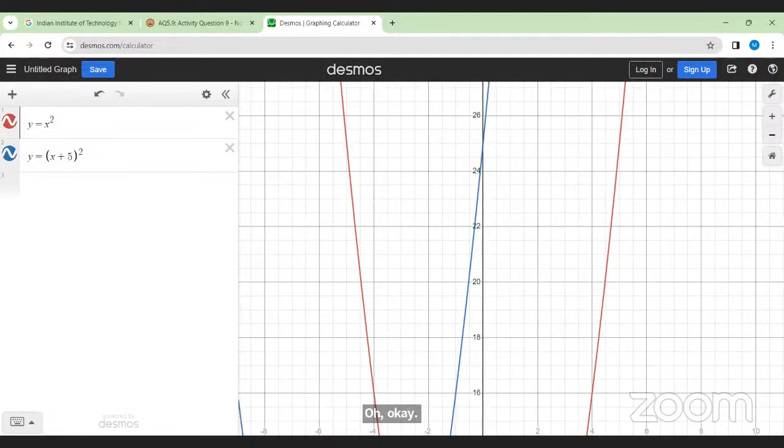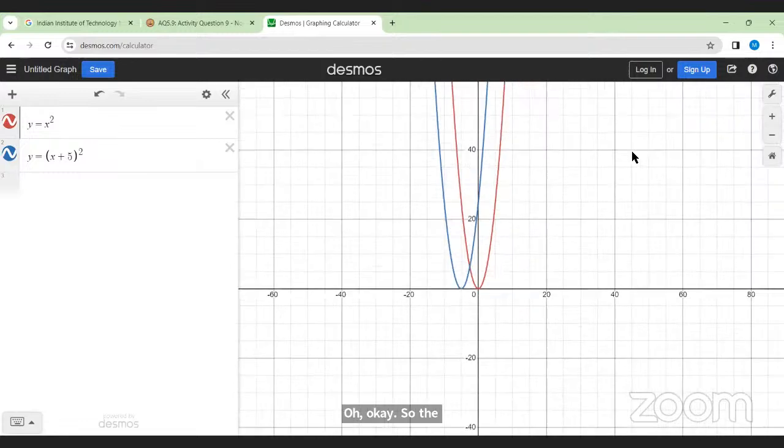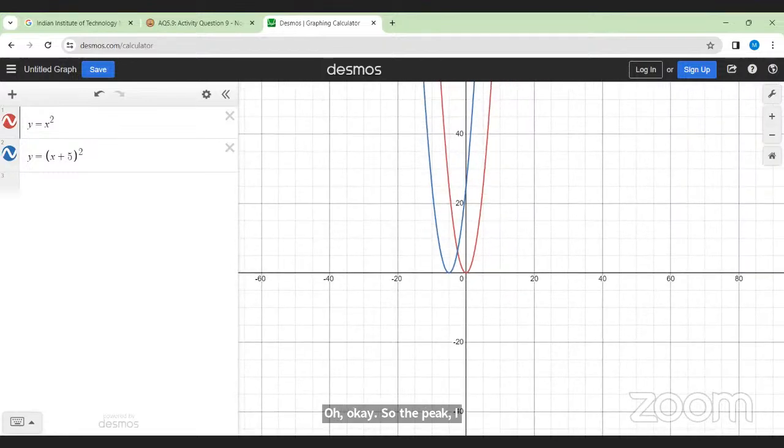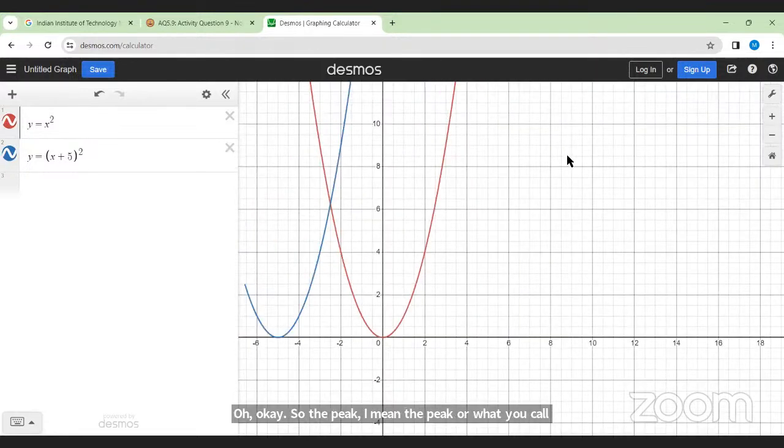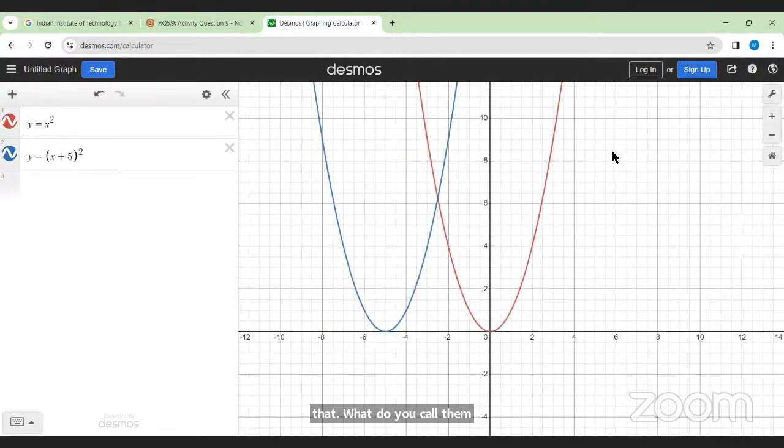So the peak, what do you call that? The vertex. Yes, the vertex value changes. That's what I'm saying, and this will happen in general for any graph. If you consider y is equal to f of x, this shifting will always help you draw the graph. That's why I'm telling you this.